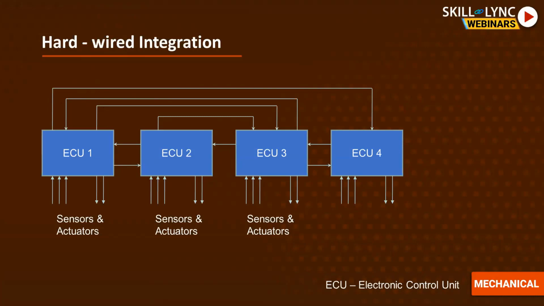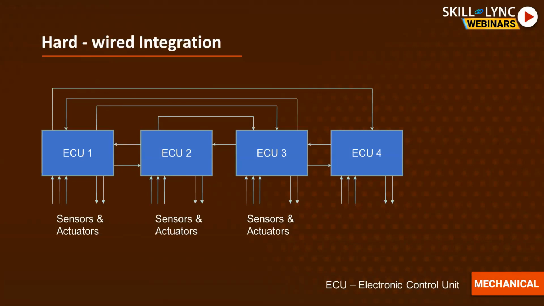Along with that, if I have more connectors and more sensors and actuators, the vehicle wiring harness is going to be more bulky, right? We require more wires for the vehicle. In that case, what will happen? My vehicle weight is going to be more.